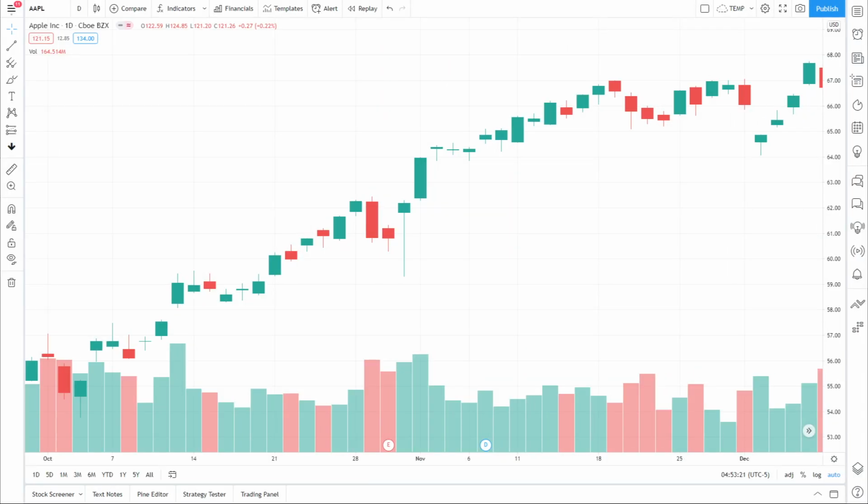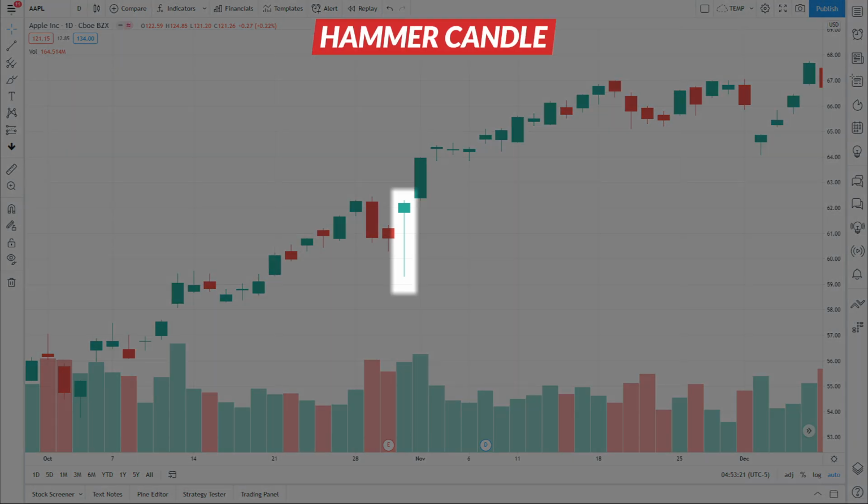Here are a few examples of some of the most powerful price action candles to look out for. This is called a hammer candle.